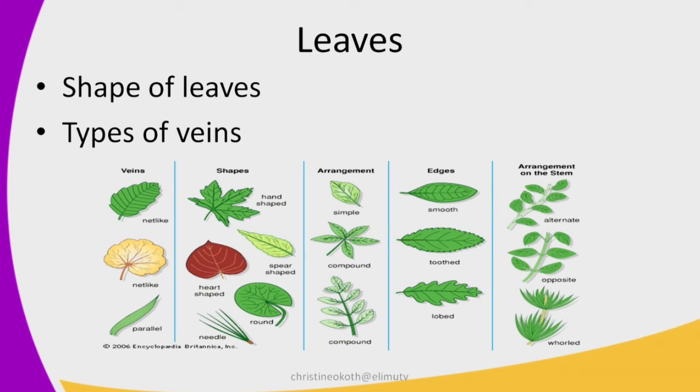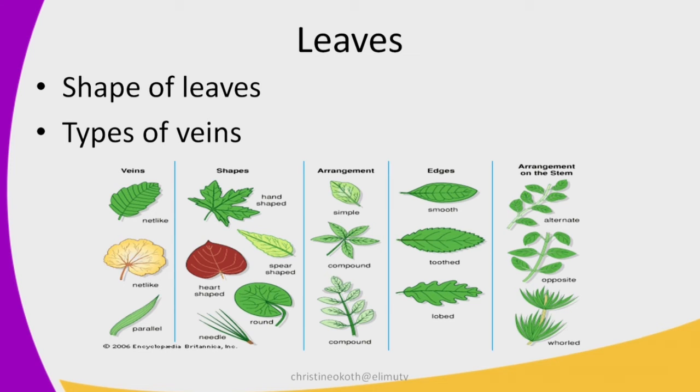The shapes of the leaf, the first one, we have the hand-shaped. We have the one that looks heart-shaped, the leaf there, which is red in color. Then we have a spear-shaped leaf, just like the spear, it is pointed at the edge. Then we have leaves which are round, the tips are round. Then lastly, we have the leaves which are needle-like. They are very thin.